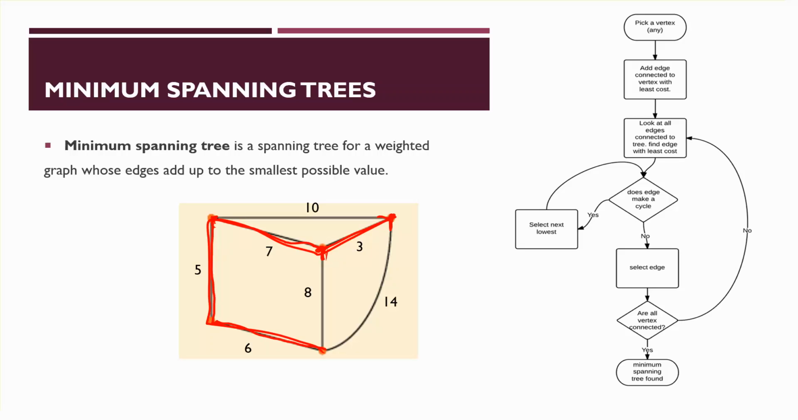We've used 4 edges. What we then need to do is work out what the actual weight of this minimum spanning tree is. So what we do is we go 3 plus 7 plus 5 plus 6. So the weight of this minimum spanning tree is 21.